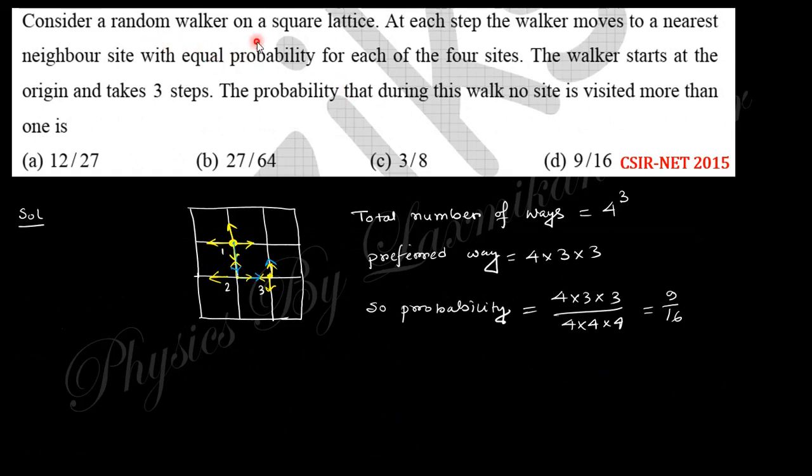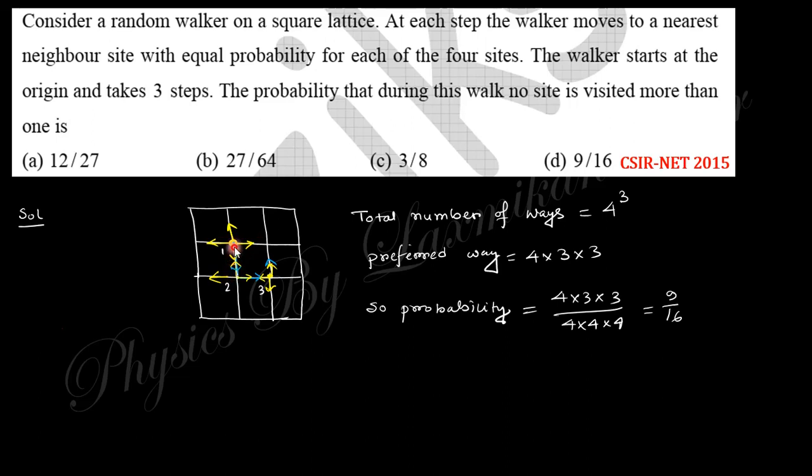Consider a random walk on a square lattice. At each step, the walker moves to a nearest neighbor site with equal probability for each of the 4 sides. Suppose this is a square lattice; if the walker is at this position, it can go to any of the 4 sides with equal probability. The walker starts at the origin. Taking this as the origin and taking 3 steps, what is the probability that during the walk no site is visited more than once? Suppose this is the origin and there is equal probability for the 4 sides.